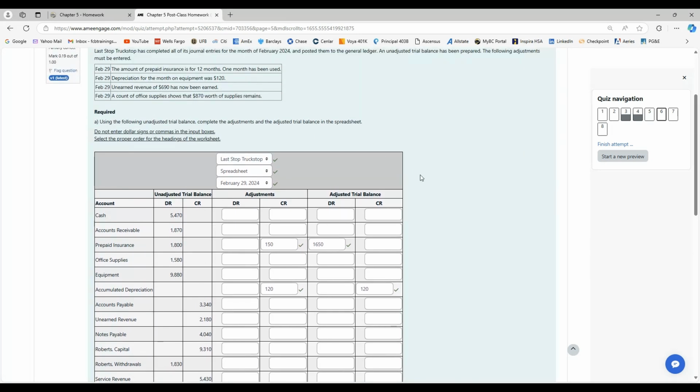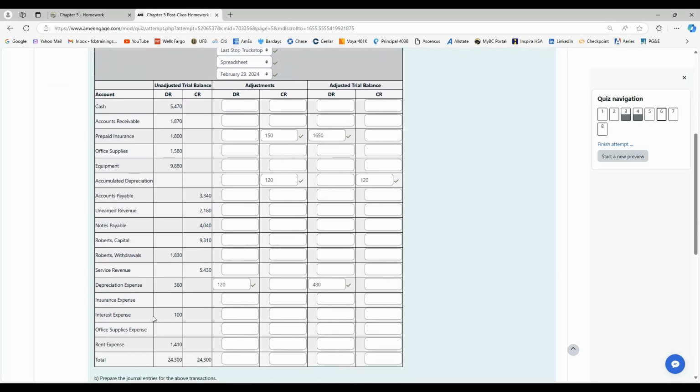Unearned revenue, $690 has now been earned. So we're going to add $690 onto our revenue. So $54.30 plus $690. Credit plus credit gets us $61.20.